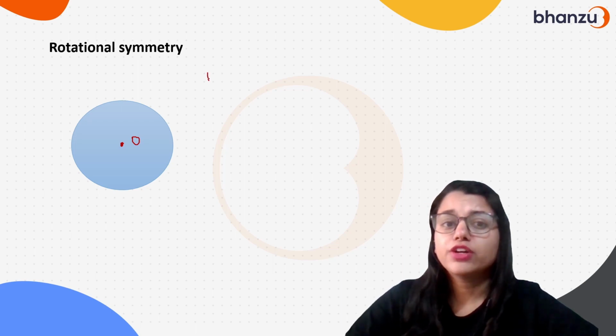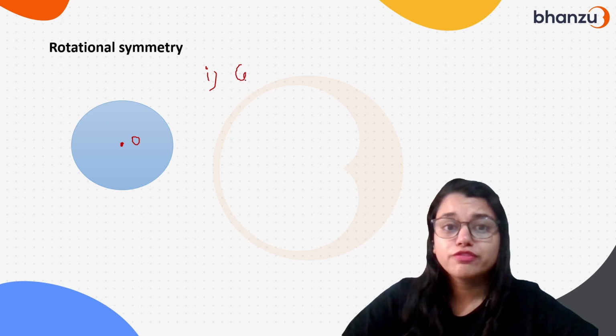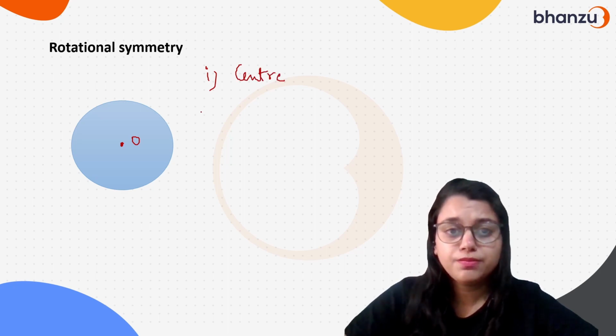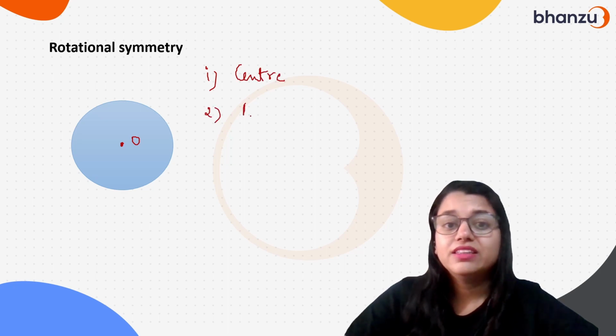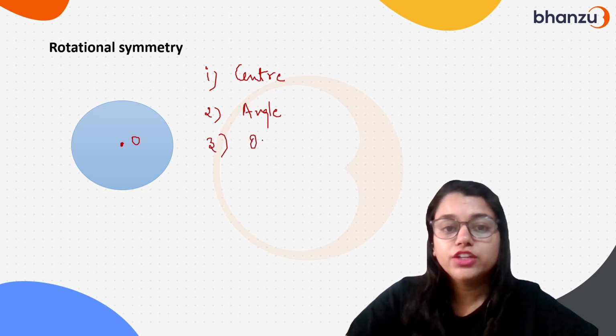So in the case of rotational symmetry, we have to discuss four different parameters. First is the center of rotation. Second is the angle of rotation. Third is the order of the rotation.